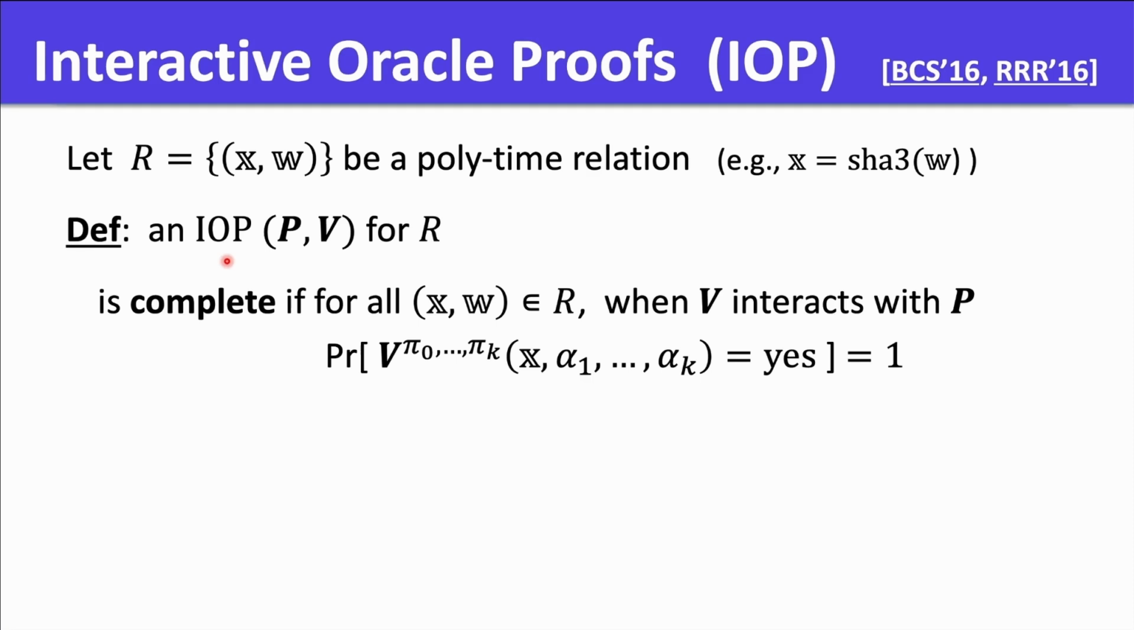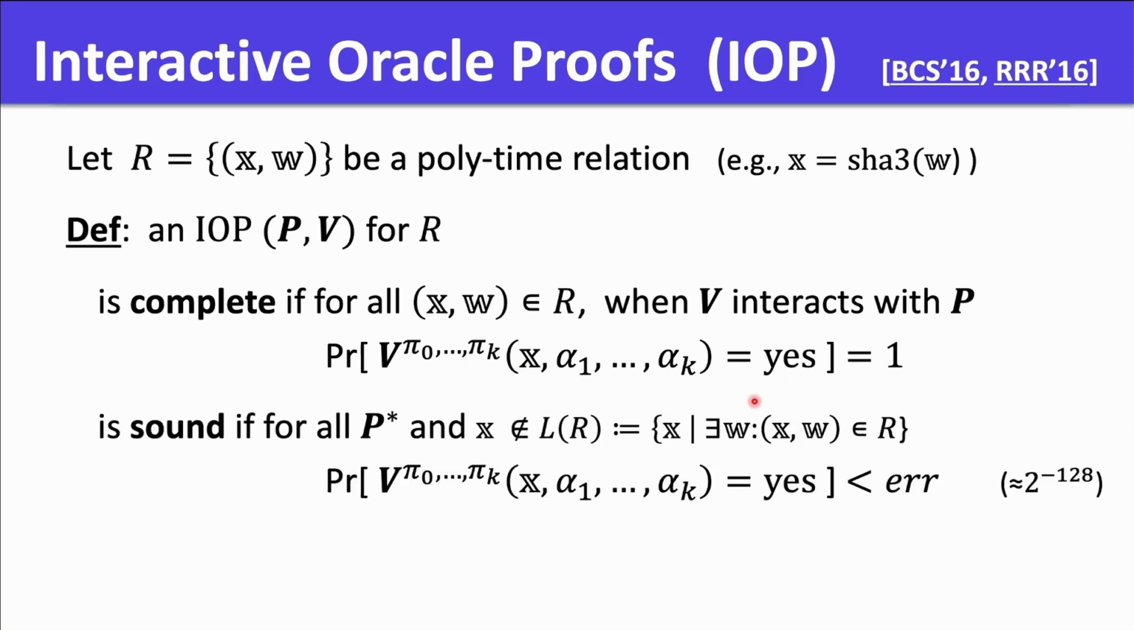So we say that an IOP for the relation R is complete if when V interacts with the honest prover, the verifier will always accept the resulting interaction. We say that it's sound if when V interacts with a dishonest prover, so for all P star, if X is actually not in the language of the relation, which means X is such that there is no W for which XW is in the relation, then the verifier will reject X with very high probability. We'll say that the probability that the verifier accepts is less than 2 to the minus 128, which is for us a negligible value. So the IOP is sound if no prover can convince the verifier to accept a false instance.